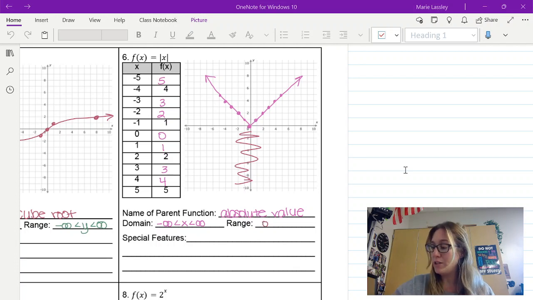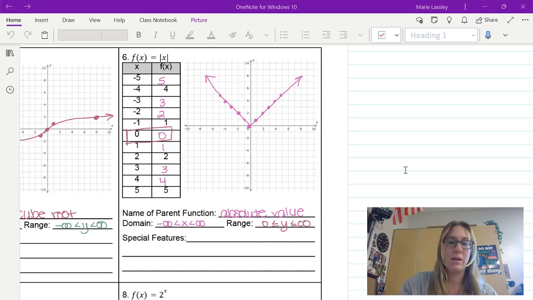Now we do include 0. You can always tell because if you look at our table, if 0 is a part of our graph, then we get to include it. So we can say that our range is 0 less than or equal to y, less than or equal to infinity. Special features doesn't really have any, so we're going to move on from that one.